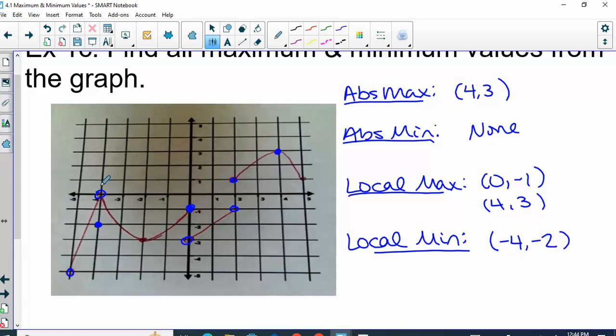What other local min would we have? -3. Anything else? I think that's it. At 0, this one is open, so it can't be anything. So that's all we've got. All right.